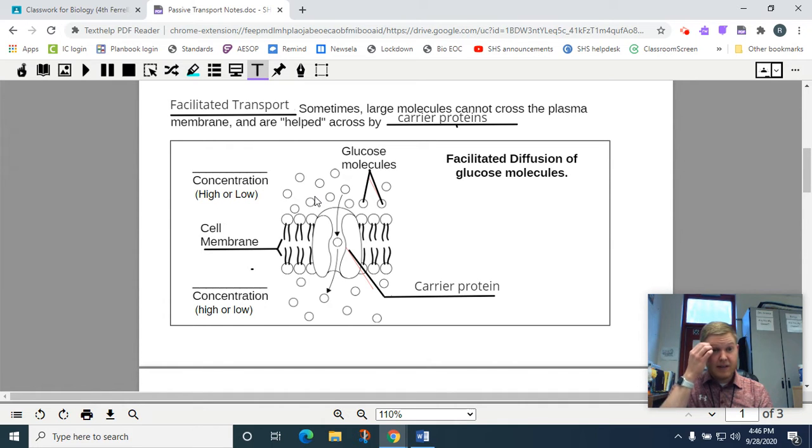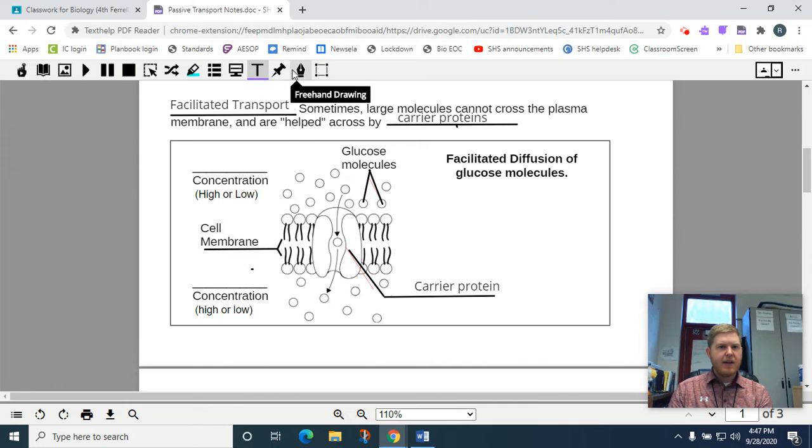So the first thing we've got to do is figure out the concentration. If you look here, we have 1, 2, 3, 4, 5, 6, 7, 8, 9, 10, 11, 12. We got 12 glucose molecules here. We got 1, 2, 3, 4, 5, 6, 7, 8. So there's more glucose on this side of the cell membrane than there is on this side.